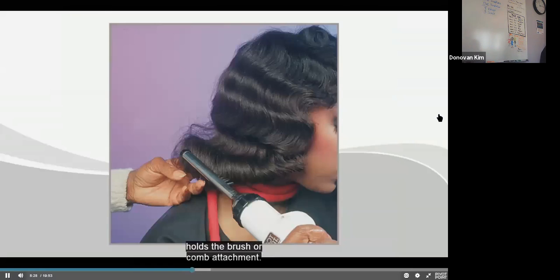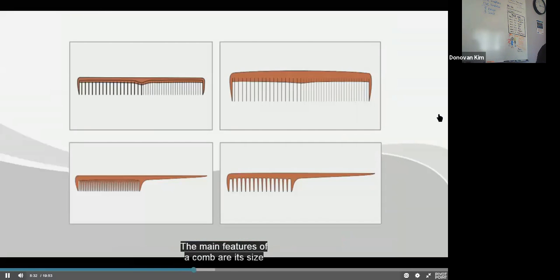The main features of a comb are its size and the spacing between its teeth. Some combs have a pointed end called the tail, which is used to part or lift the hair. When a comb has widely spaced teeth, the resulting texture patterns in the hair reflect the shape and interval of the teeth.